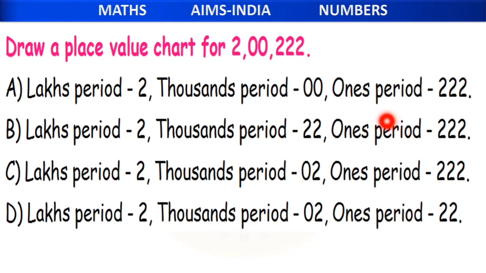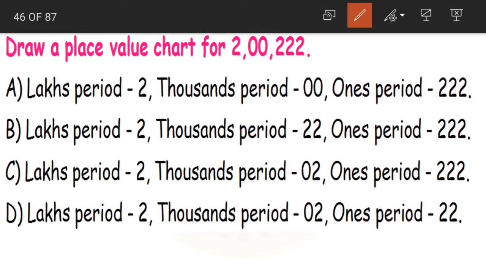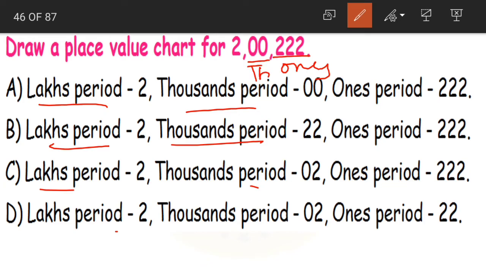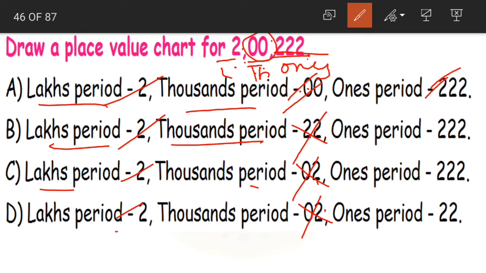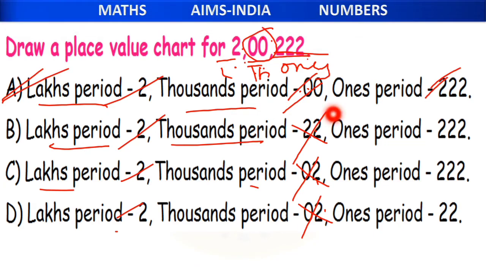Next, draw a place value chart for 2,22,000. Now what is the place value chart here? If you look at the options, the answer is in terms of period. So this is the ones period, this is the thousands period and this is the lakhs period. In lakhs period we have 2, so all are correct here. In thousands period we have 0, 0. We do not have 22 nor 2. We only have 0, 0. And in ones period we have 222. So option A becomes our correct answer. Here the thousands period is given wrong in all the other options.